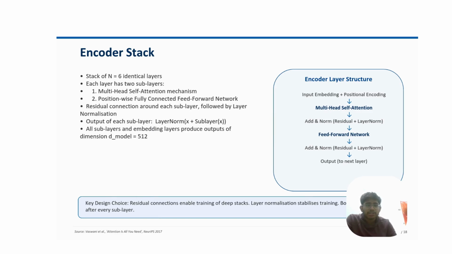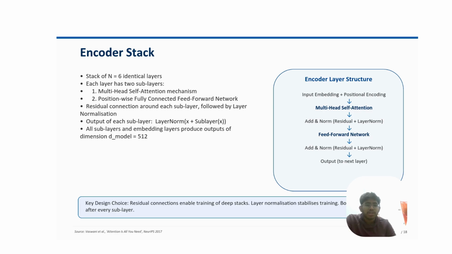The encoder in the transformer is composed of a stack of identical layers, typically 6 in the base model. Each layer contains two main subcomponents: a multi-head self-attention mechanism and a position-wise feed forward network. The purpose of self-attention is to allow each token in the input sequence to consider all other tokens simultaneously, thereby capturing global context. This is a fundamental difference from recurrent models, where context is built step by step.